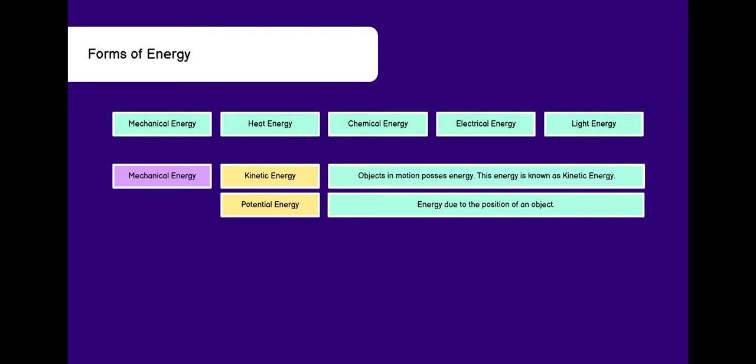So let's see mechanical energy and its two types. First is kinetic energy. Objects in motion possess this energy. This energy is known as kinetic energy. So objects who are in motion or who are moving possess kinetic energy. And potential energy is the energy due to the position of an object.